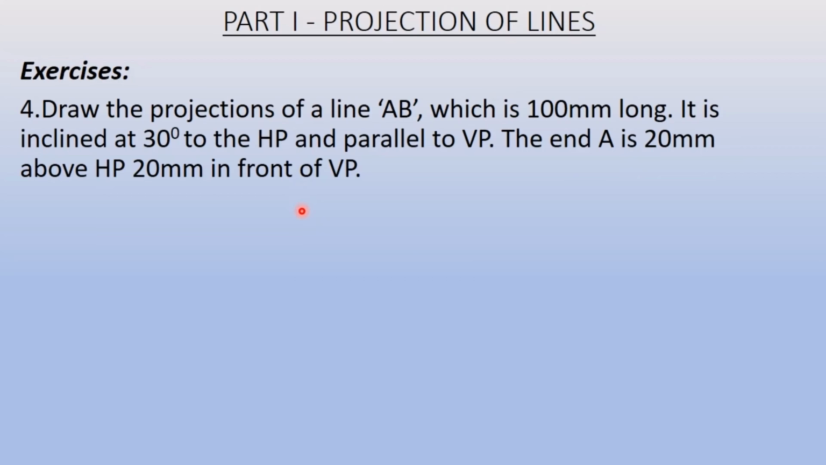This is exercise number 4. Draw the projections of a line AB which is 100 mm long. It is inclined at 30 degree to the horizontal plane and parallel to the vertical plane. The end A is 20 mm above HP and 20 mm in front of VP. So clearly there is a line with two ends A and B, 100 mm long, and it is given an inclination angle with respect to the horizontal plane and it is parallel to the vertical plane. So this is in a way a simple question, but you have to understand the explanation part very carefully because the inclination is given.